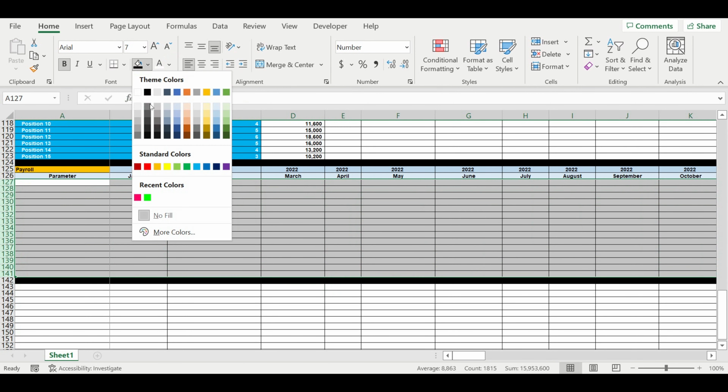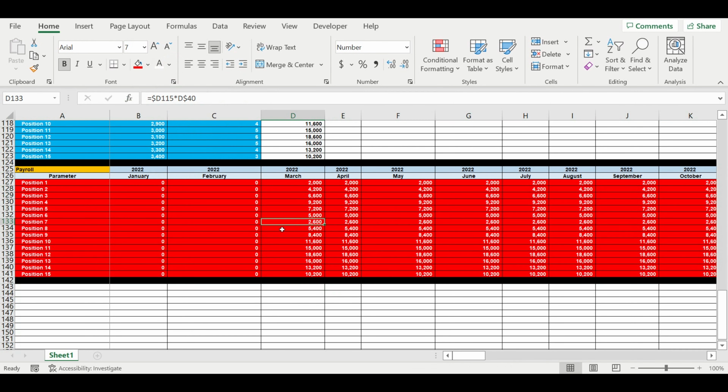I will mark these expenses with red. They will go to the cash flow statement. The next video will be devoted to investment plan.